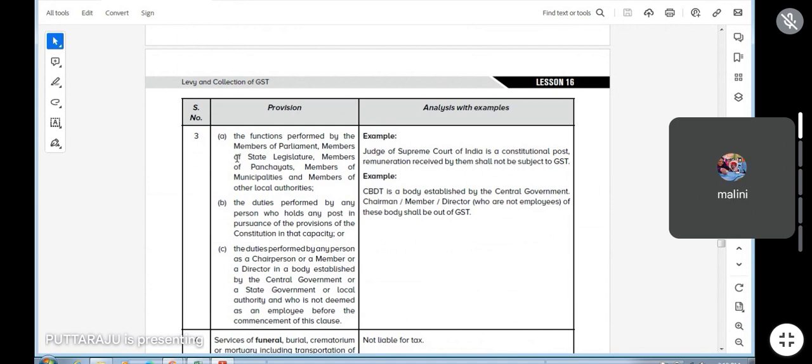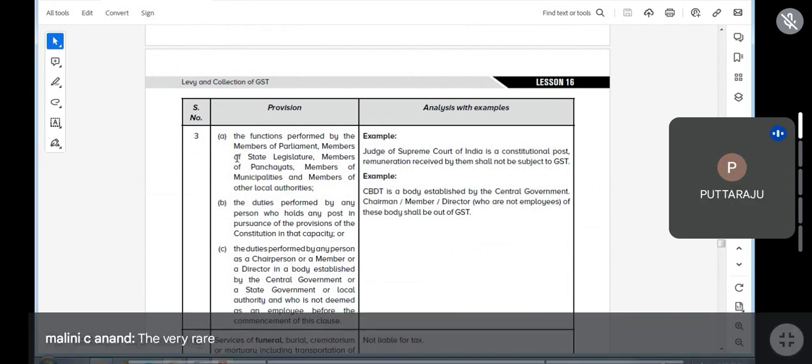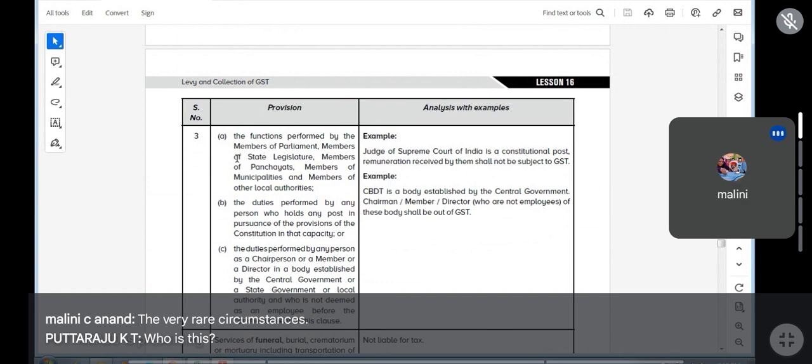The circumstances. Who is this? That was me, Sir Malini. Lawyer speaking the truth.